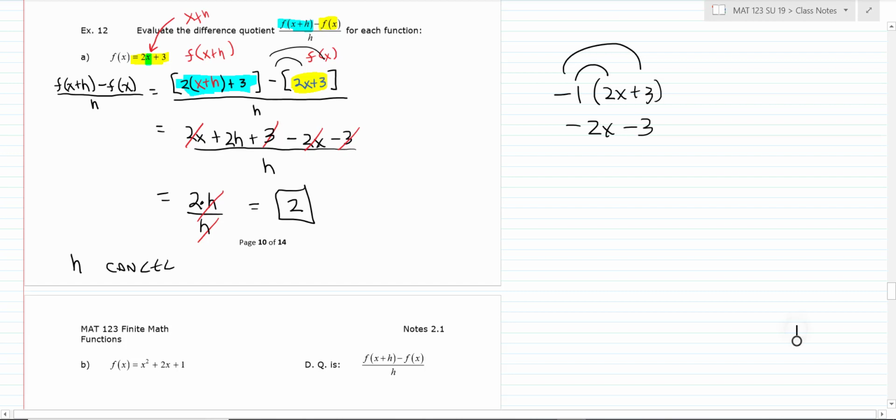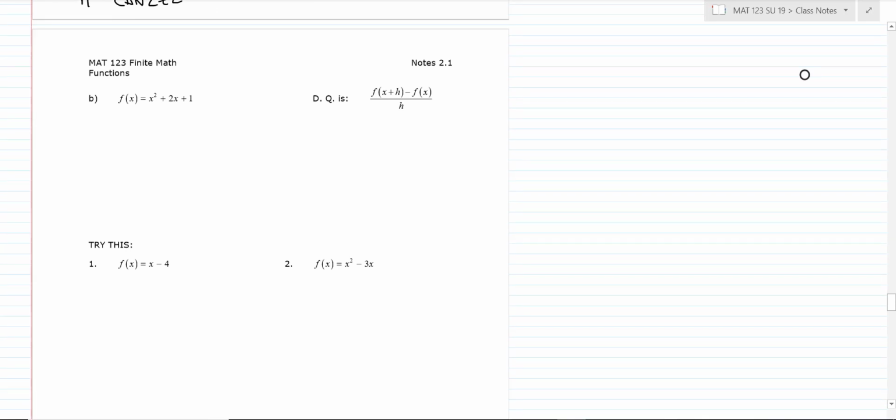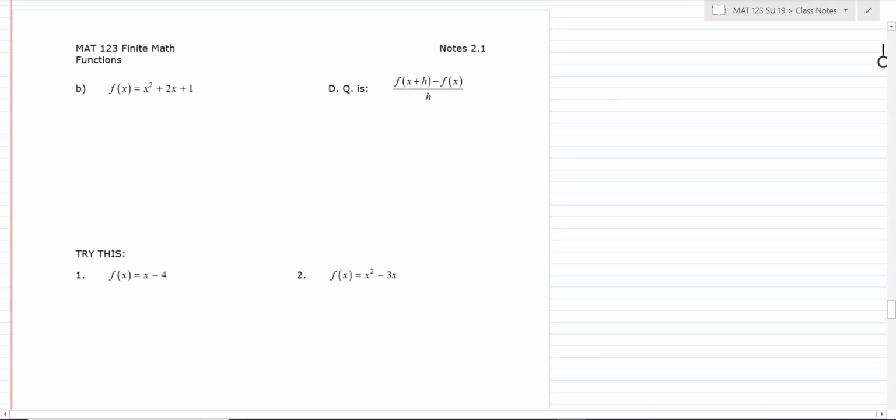Okay, now I'm going to go to the next page, and we're going to do a couple of these. I'm not going to spend a lot of time on this. I'm just going to give you probably 2 types of examples that I want you to know how to do. Okay, the next one's a little harder. So we start by writing down the difference quotient. So you just want to get that written down. Then the whole thing is over h.